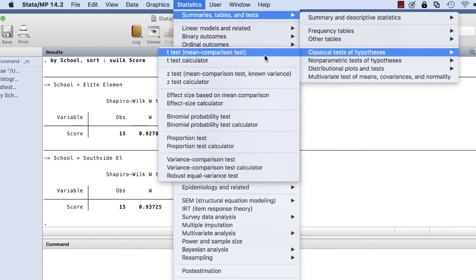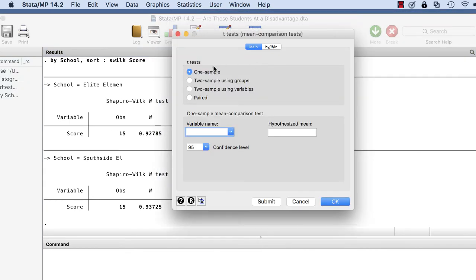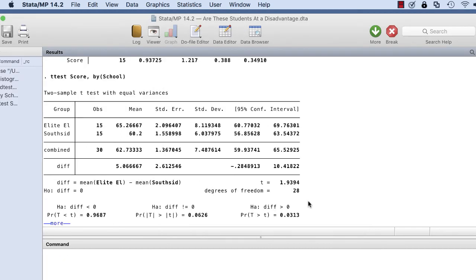Then we're going to go to t-test mean comparison tests. And so we're going to go to two sample using groups. The variable name is score, that's our dependent variable, and our grouping variable is school. Now we don't have to worry about unequal variances, because we just went through the process of examining those variances. So then we can go OK.